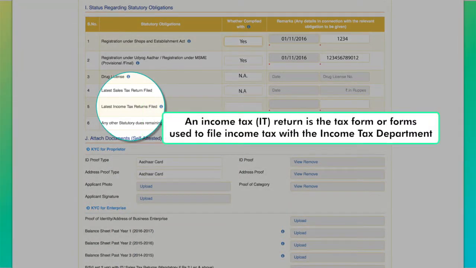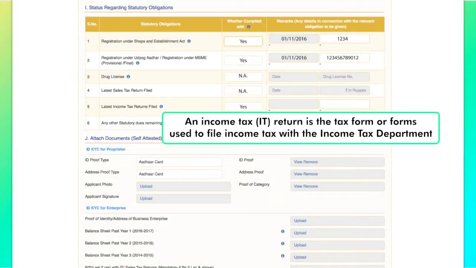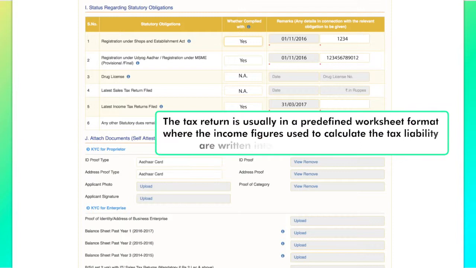Latest income tax returns filed. An income tax return is the tax form or forms used to file income tax within the income tax department. The tax return is usually in a predefined worksheet format where the income figures used to calculate the tax liability are written into the documents themselves.